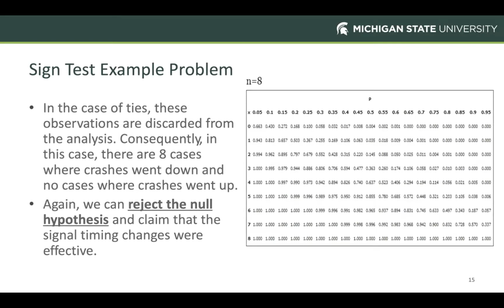And so in this case, we're again going to our binomial distribution table. With n equal 8 and a probability of 0.5, this is obviously a very clear case because at all 8 of those locations, crashes went down, and the probability of that occurring is practically 0.004. And so as a consequence, we can reject the null hypothesis and claim that the signal timing changes were in fact effective in that case. Okay.